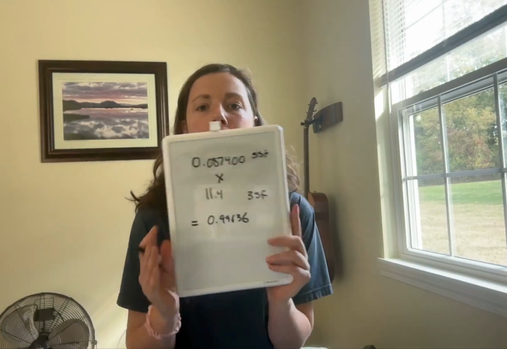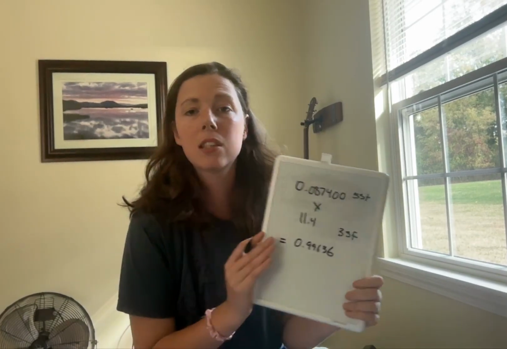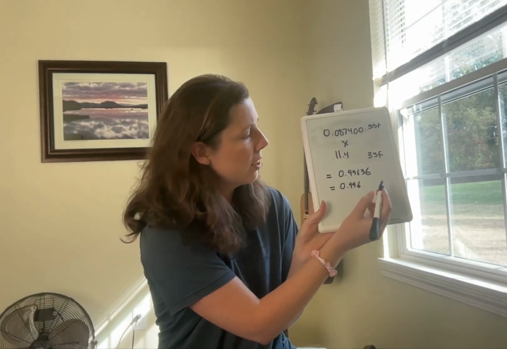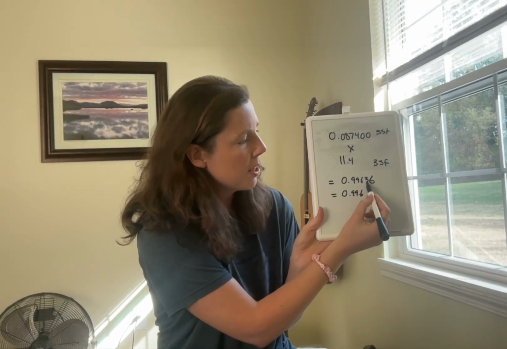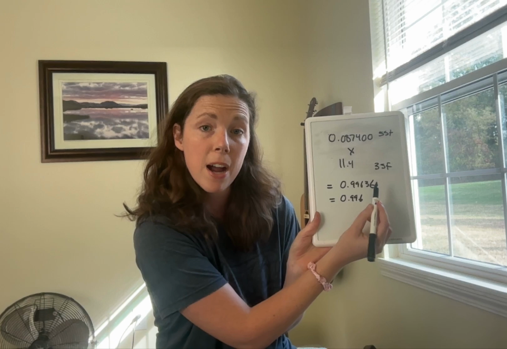So if we do the multiplication, we're going to get an answer of 0.99636. But we need to round this to 3 significant figures. So instead, we're going to write down 0.996, 3 sig figs. We rounded it just to a 6 because the 3 is less than 5, so we don't round up. It just stays the same. So again, for multiplication and division, we're rounding to the lowest significant figure value.